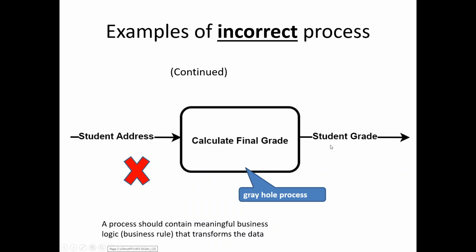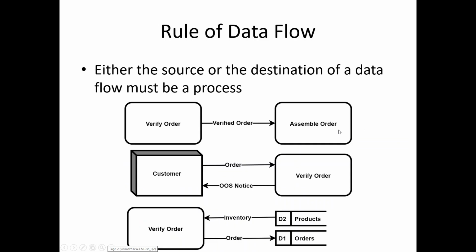Because a process should be based on certain business logic. So it does the calculation based on certain business rules, and the business rules themselves must be meaningful. And now we have a rule regarding data flow.